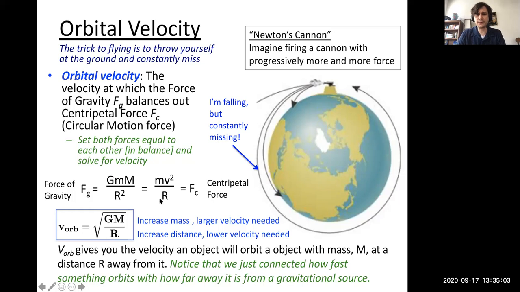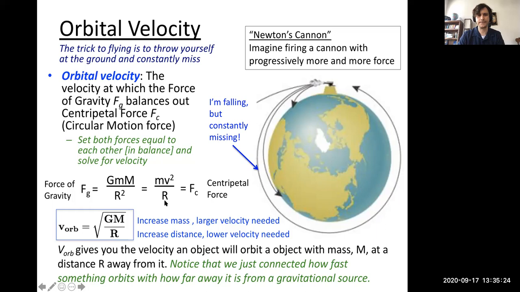This is the equation for centripetal force. Notice that it has a velocity related to it, and it also has the radius. And here, we're talking about the distance away from the center of the Earth. So if you're at the surface of the Earth, that would be the radius of the Earth. If you're 1,000 kilometers above the surface of the Earth, that would be 1,000 kilometers plus the radius of the Earth.